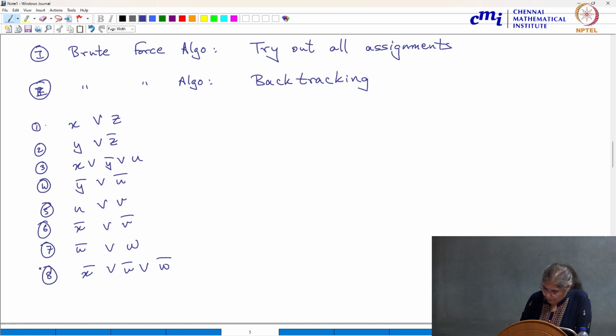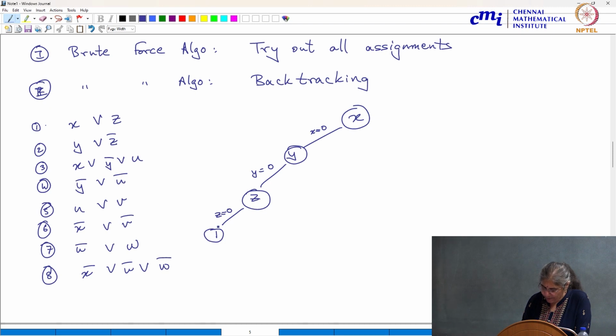Okay, so now I want to implement a backtracking algorithm. I start with x. And I say, let me try out x equals 0. Then next I'm going to try y, and so I'm saying y equals 0. Then I try z, z equals 0. And then I say, oops, this is not going to work because clause number 1 has been falsified here. By the time I try x equals 0 and z equals 0, this does not work.